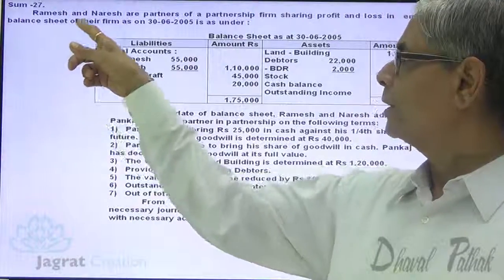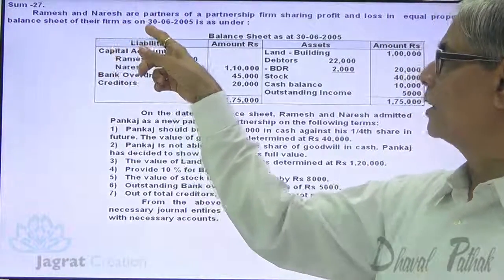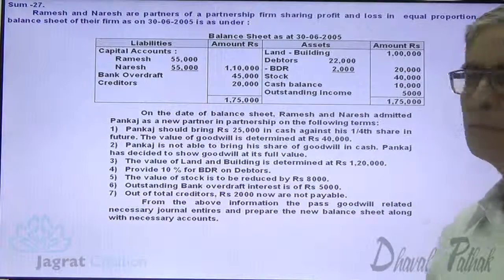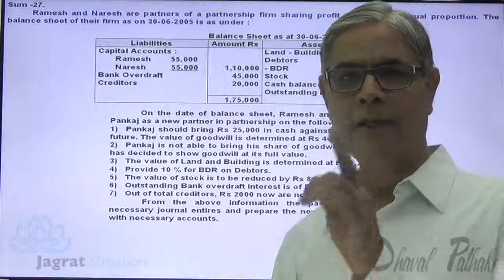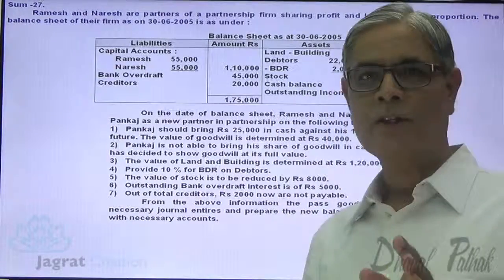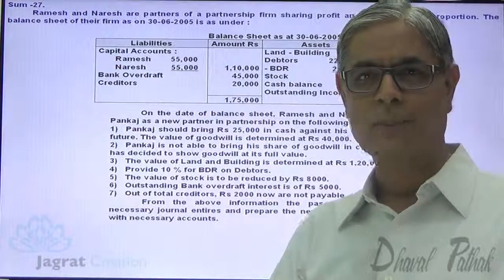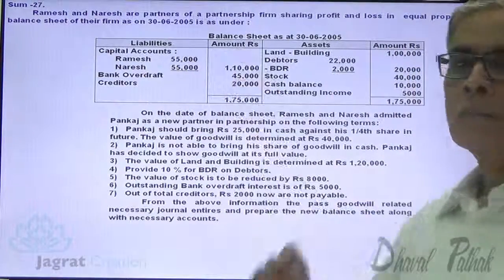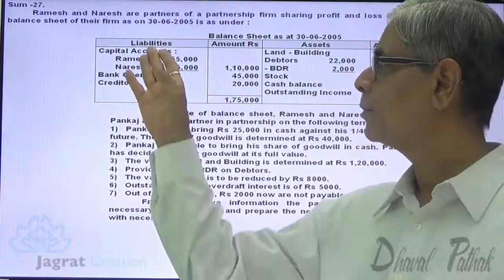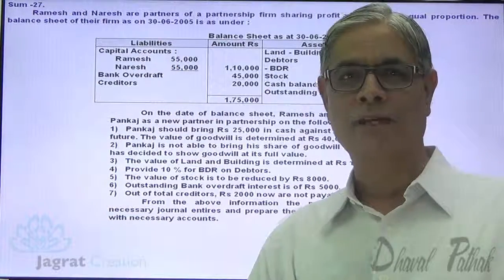The balance sheet of their firm as on 30th June 2005 is as under. Land and building, debtors, bad debt reserve, stock, cash balance and outstanding income are given on the asset side. On the liability side, you are given the capital account of Ramesh and Naresh, bank overdraft and creditors.